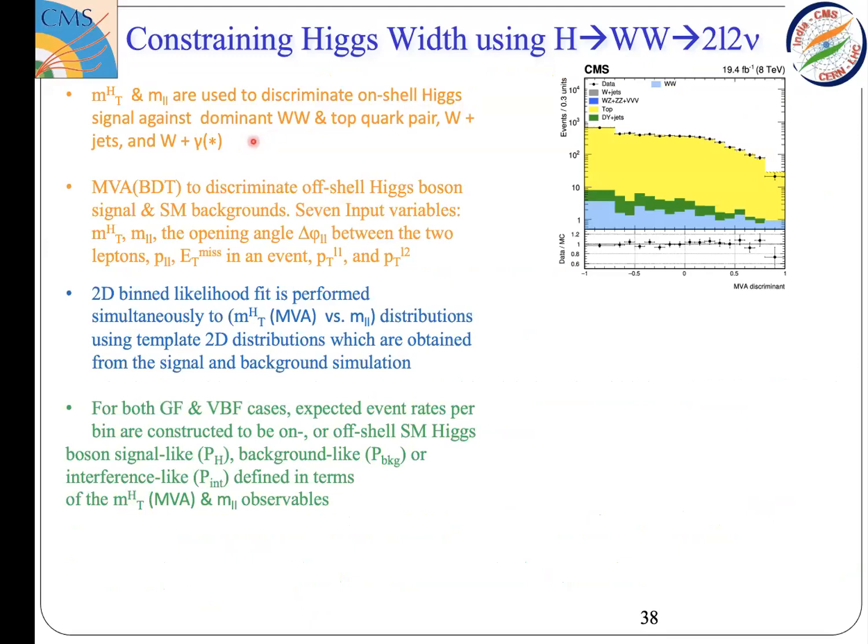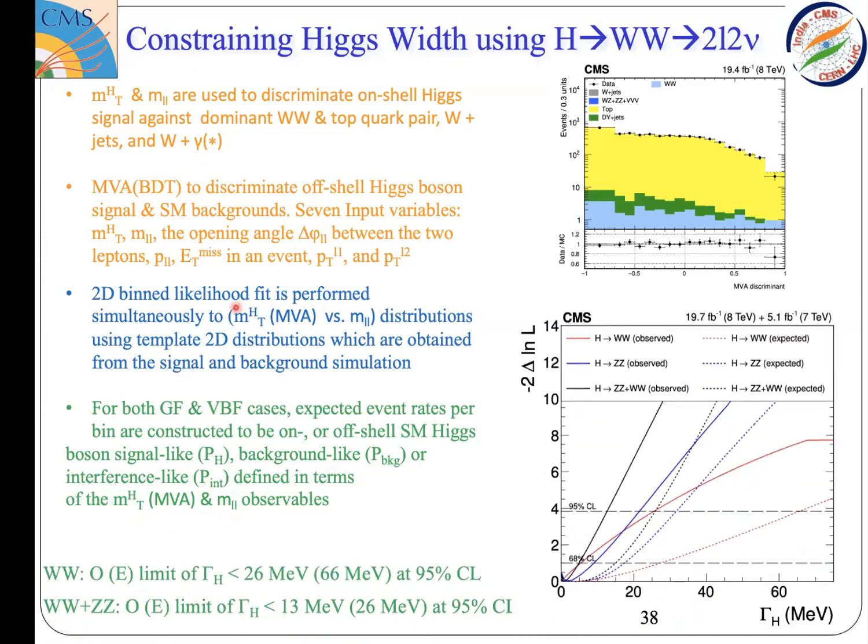In the on-shell Higgs, there is the transverse mass of the Higgs, which is coming from the dilepton system and the transverse missing energy, and the dilepton invariant mass. So there are these two. In the off-shell, there was a BDT trained using several input variables to take care of the background. After that, it was similar: you have to categorize each event as signal-like, background-like or interference-like, defined in terms of these variables for the on-shell and the off-shell, and then a binned likelihood fit has to be performed.